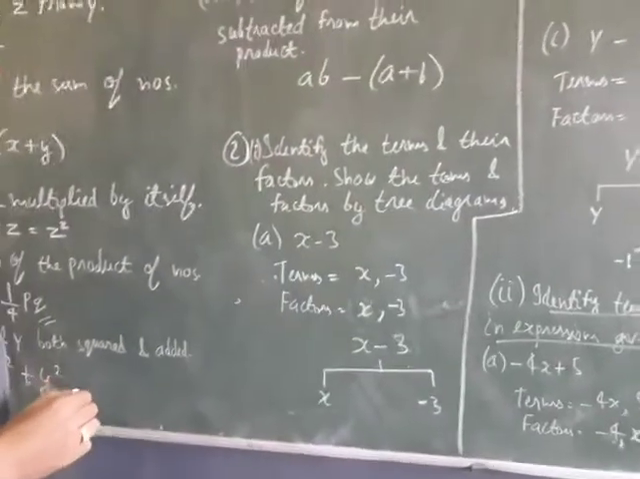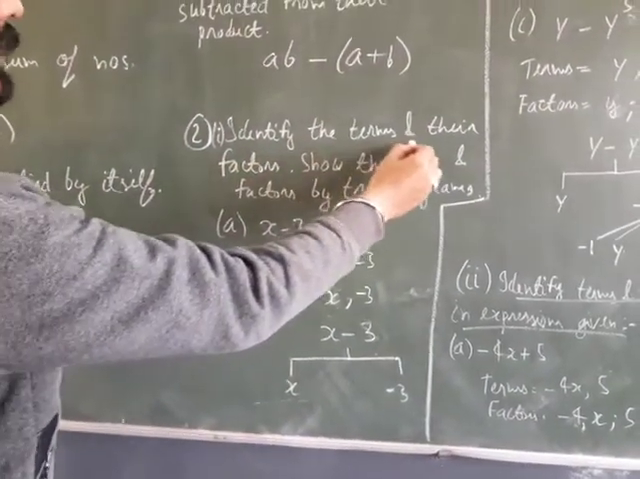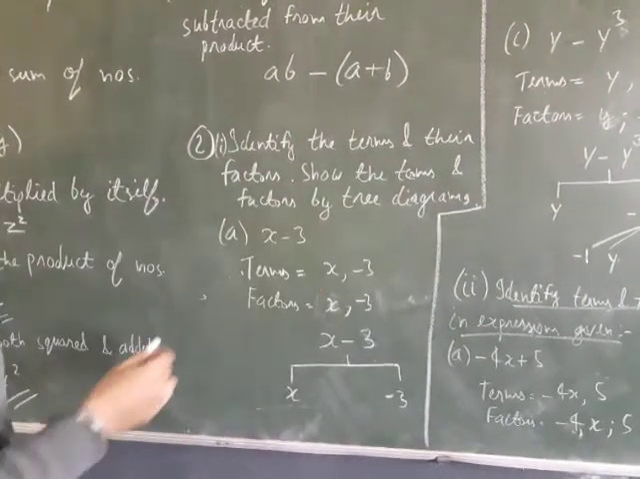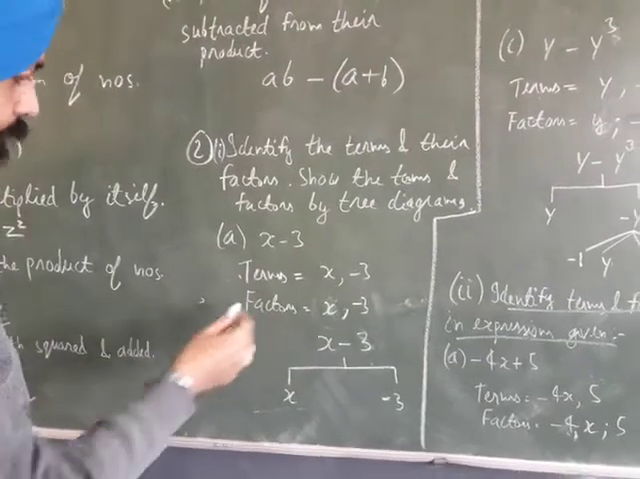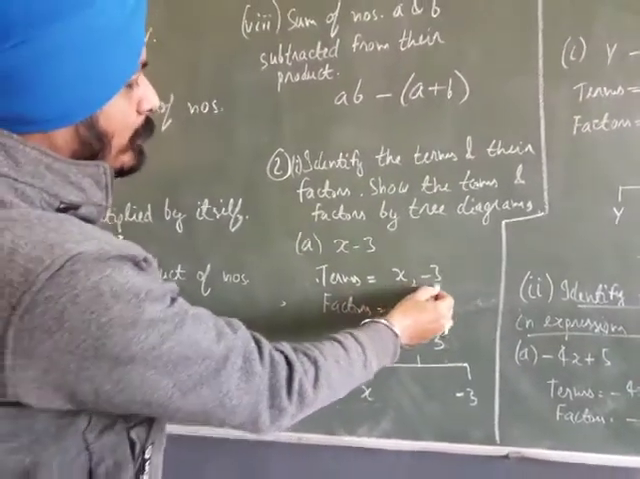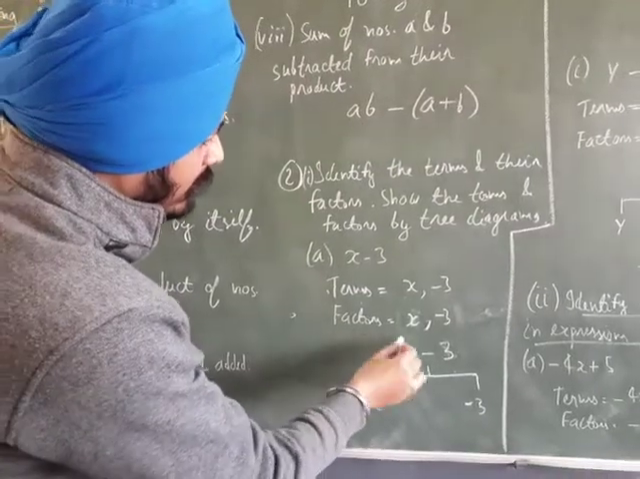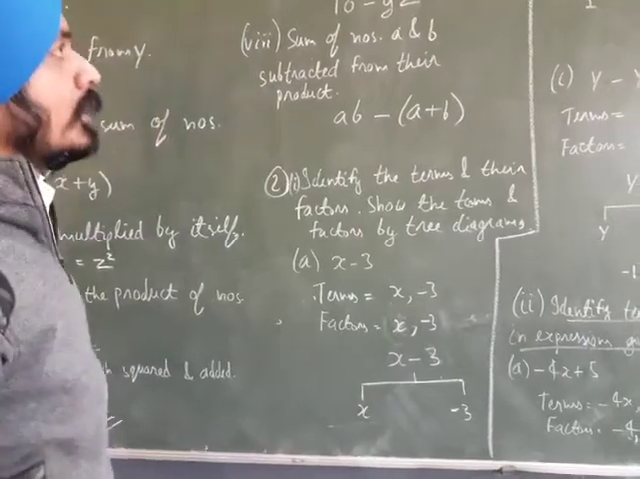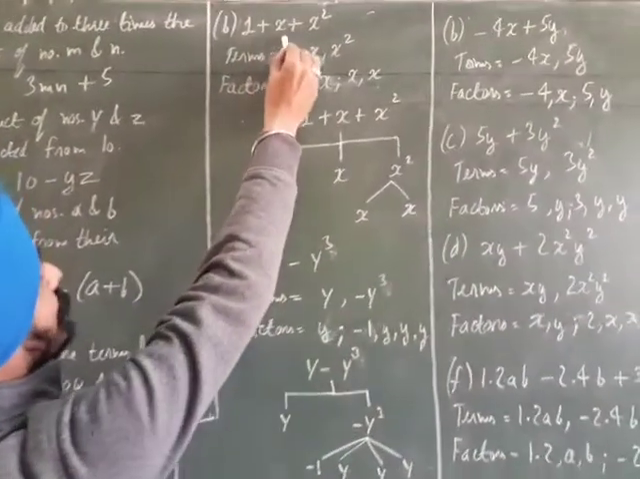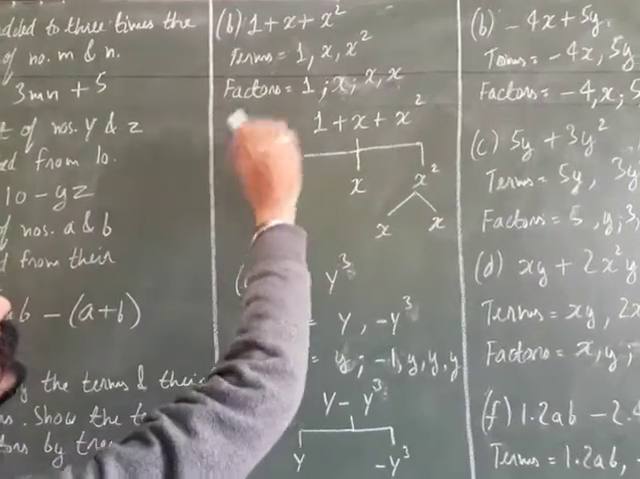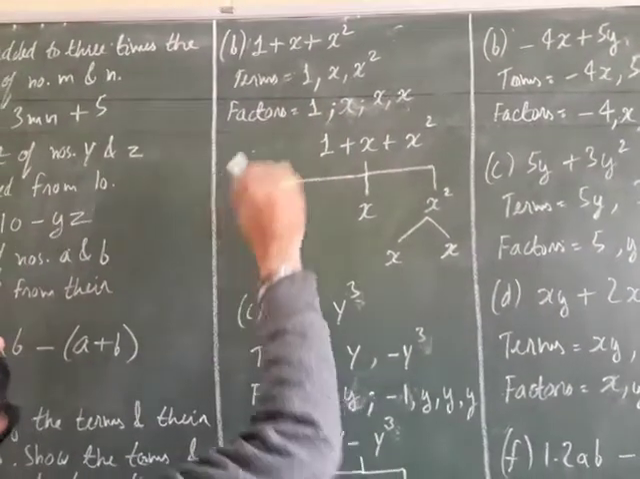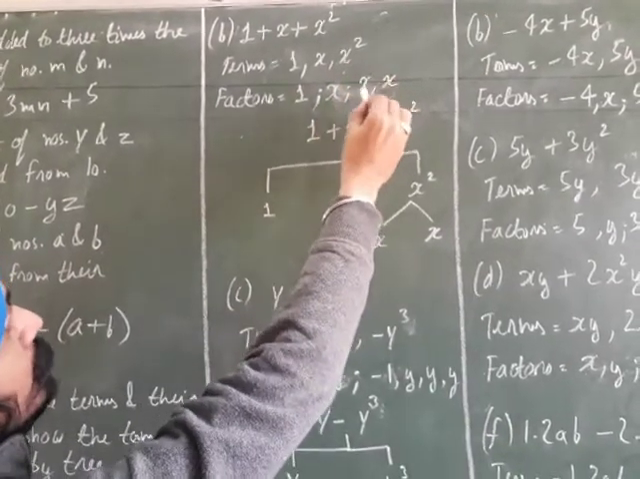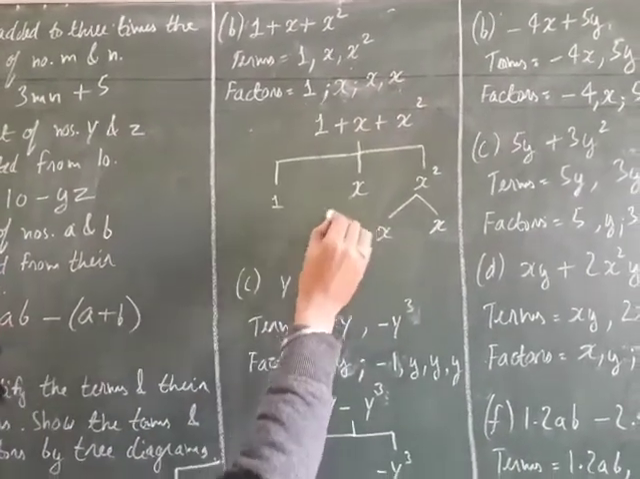Now students, see second question, you have to identify the terms and their factors. Show the terms and factors by tree diagram. See a part, it is given x minus 3. So terms are x and minus 3, and factors in this are also x and minus 3. Factor tree you will make like this. Now see b part, 1 plus x square. In this 3 terms are there, 1, x and x square, and factors are 1, then x, and x square's factors will be x comma x. Factor tree you can see.